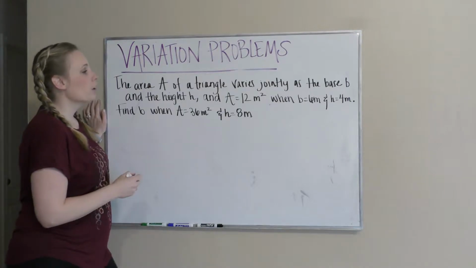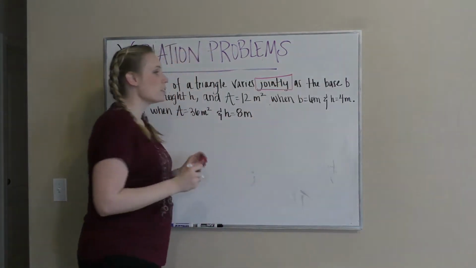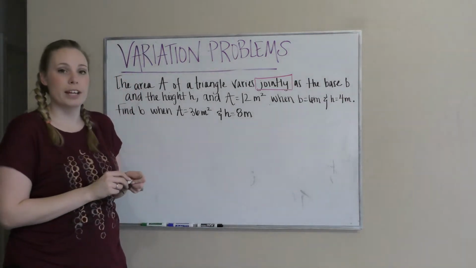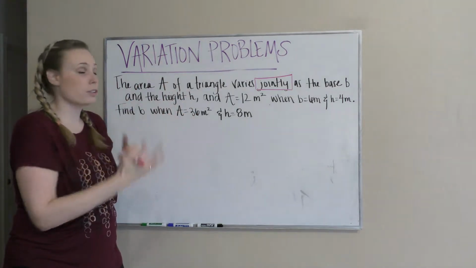So, varies jointly is what we see here. And jointly is just another type of direct variation. So when we see jointly, all of your variables still go in the numerator. There's no denominator here.